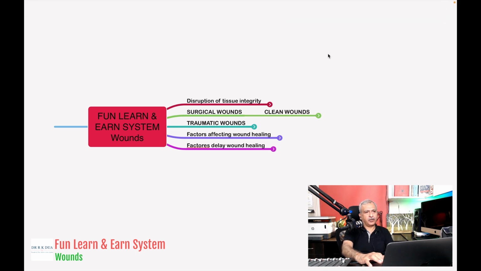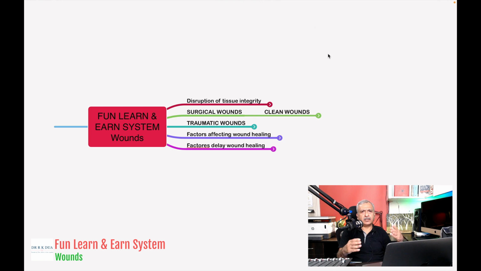So, today's topic is wounds. What exactly is a wound? A wound is basically the disruption of the integrity of the tissue. That integrity may be anywhere in the body. So this is smooth skin. If there is disruption, it means there may be a cut, some trauma, a sharp instrument, or anything that can lead to disruption of the integrity of the tissue. That will lead to a wound.